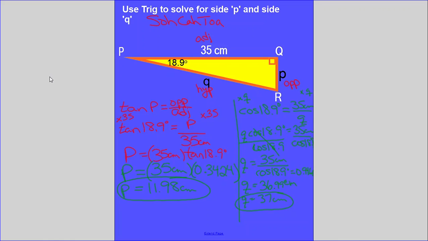But finding side lengths is very similar to finding angles. You're setting up all the same reference angles. You just don't need that second function button, and you're solving for a variable instead of solving for an angle.